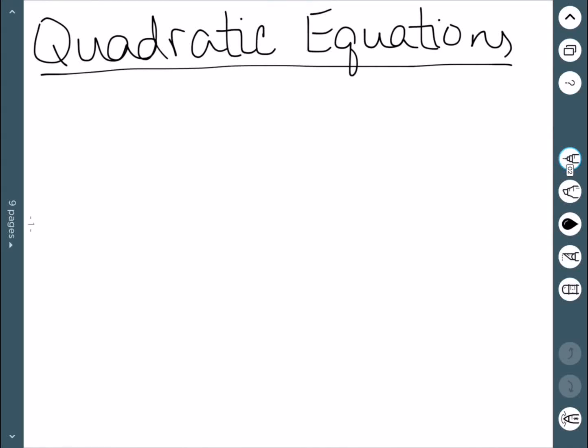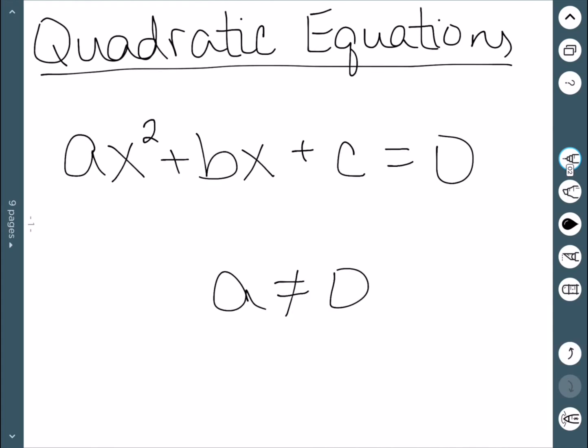Here we'll look at a quadratic equation and some of the ways to solve these. A quadratic equation is anything that can be written in this form, ax squared plus bx plus c equal to 0, where a is not equal to 0. So the main thing is we do need to have an x squared term, and that's what makes it quadratic.